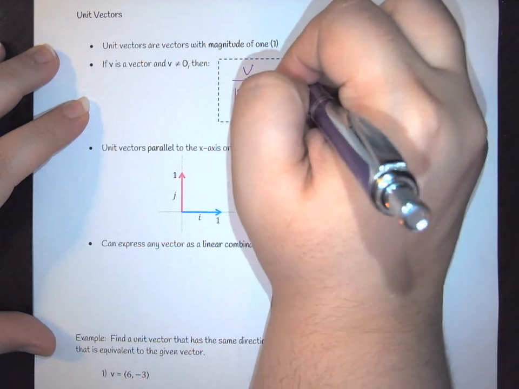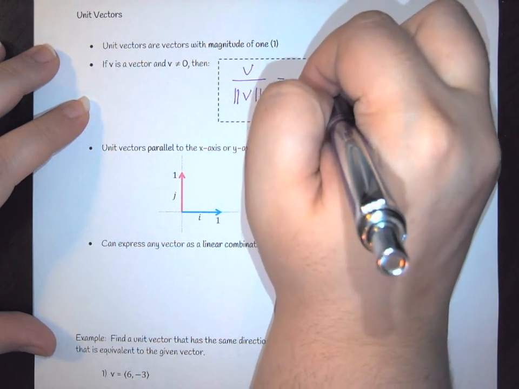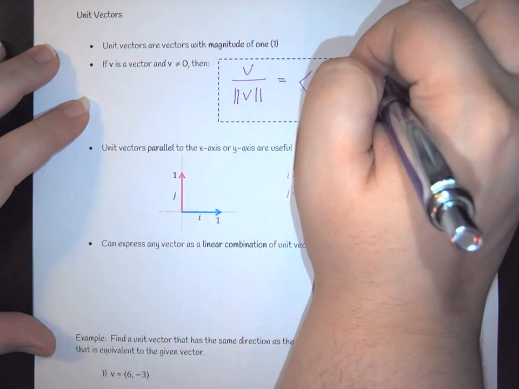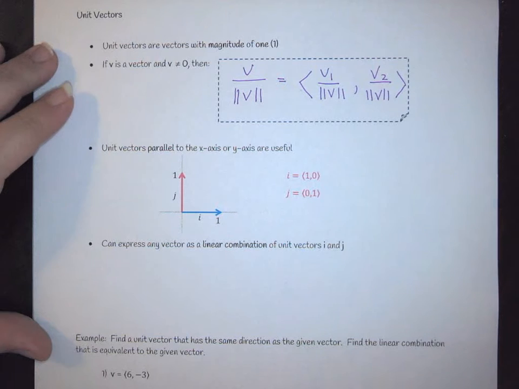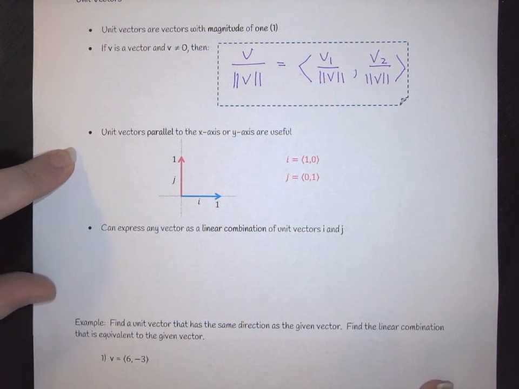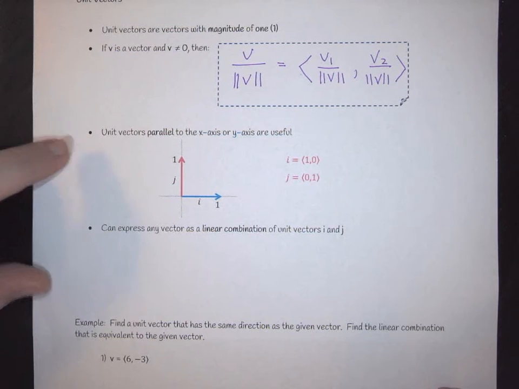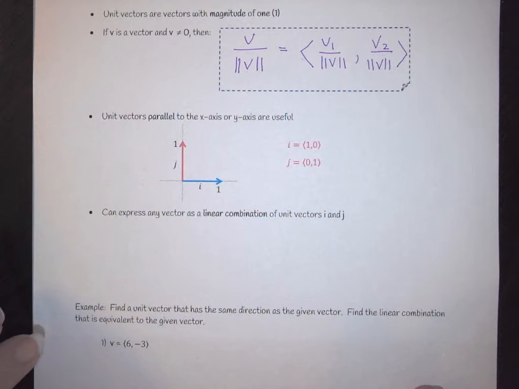can be written in the component form v1 over the magnitude of v, v2 over the magnitude of v. Now when we're talking about unit vectors, we are talking about vectors that are parallel to the x or y axis. Okay, using those can be pretty helpful.